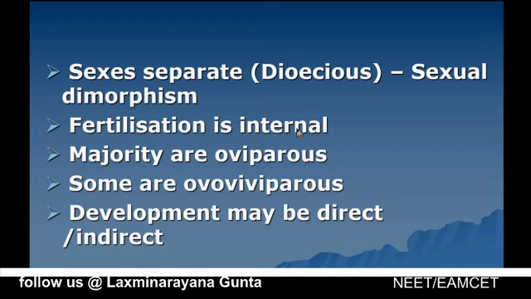Fertilization is internal, within the body, and mostly they are oviparous. An example is Ascaris lumbricoides. Some are ovoviviparous, like Wuchereria bancrofti. Ovoviviparity is a mode of reproduction in animals in which the embryos that develop inside the eggs remain in the mother's body until they are ready to hatch. This way, Wuchereria bancrofti is ovoviviparous, and development may be direct or indirect.